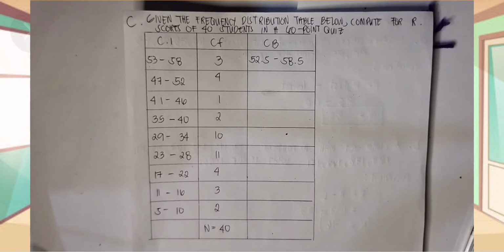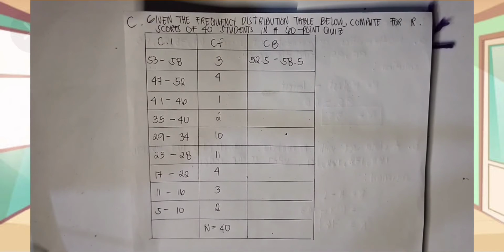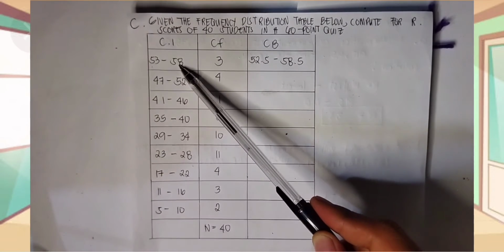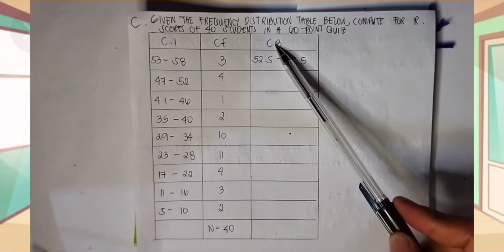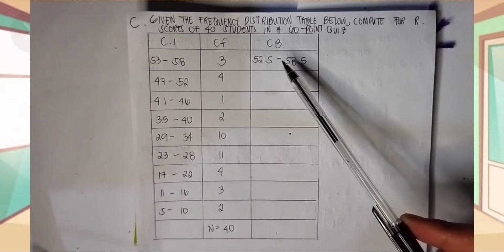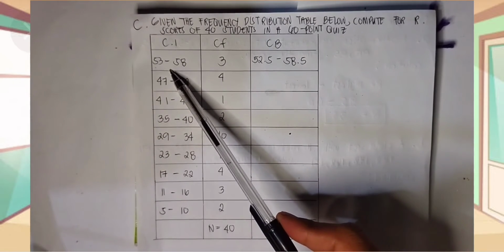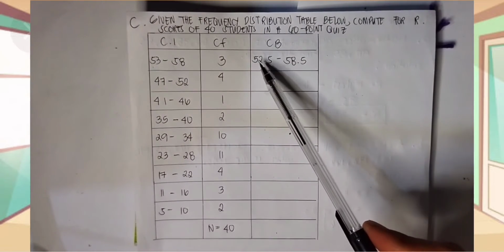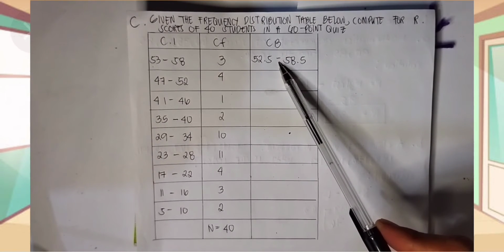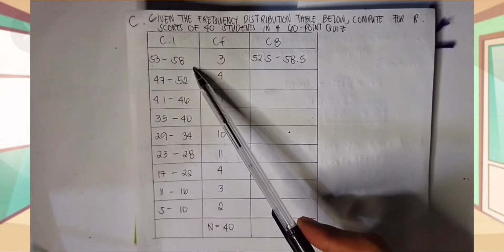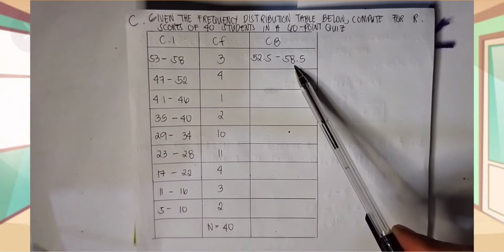So, we have what we call the upper and lower limit. You can see the lower and upper limit in this row. For example, in the first box, 53 and 58, the lower limit is 53, while the upper limit is 58. In getting the class boundaries, we must identify the lower and upper limit. When we are finding the lower boundary, we subtract 0.5 from the lower limit, which is 53. So, 53 minus 0.5 is 52.5. While if we look for the upper boundary, we add 0.5 to the upper limit. 58 plus 0.5 is 58.5.